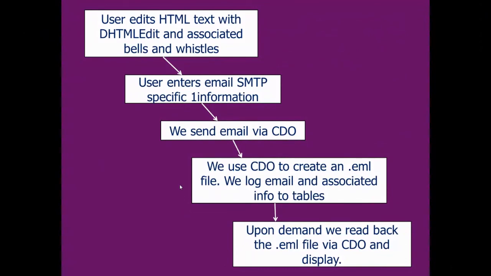First thing is the user edits HTML text with the HTML edit and associated bells and whistles that we create. Then the user enters their email SMTP specific information. We send the email via CDO. We use CDO to create an EML file. We log the email and associated info to tables. And upon demand, we read back the EML file via CDO and display it once again. Now, in theory, they could re-edit that email. Not advisable, because once an email is sent, it should be locked down. But that's the simple process.